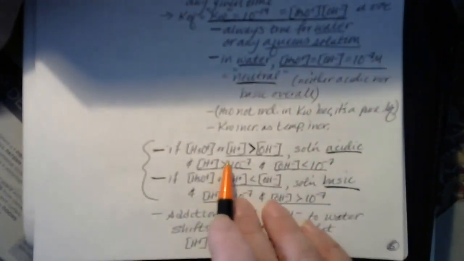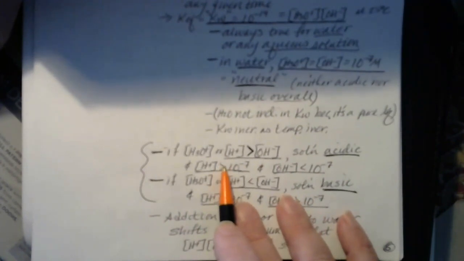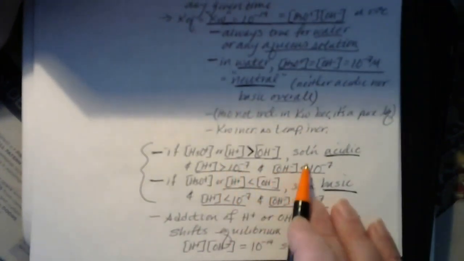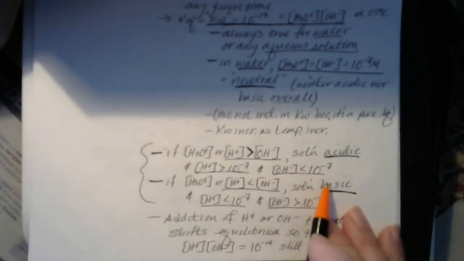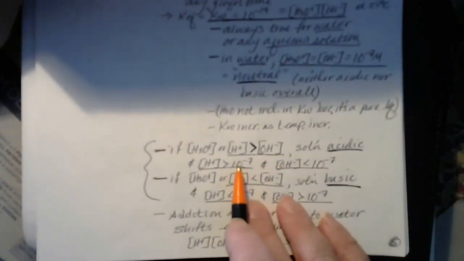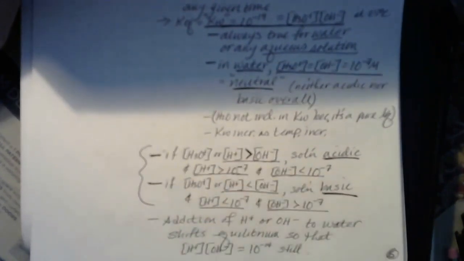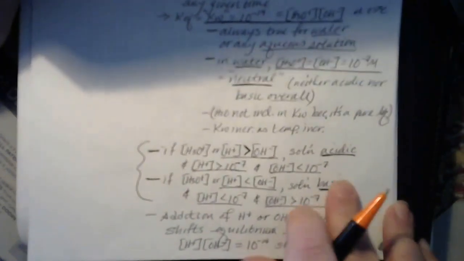And because the point where everything is even is 10 to the minus 7 molar, for an acidic solution you would expect H plus to be greater than 10 to the minus 7, and the OH minus concentration to be less than 10 to the minus 7. You have to be careful here, though, because we're dealing with negative exponents. So for example, 10 to the minus 8 is smaller than 10 to the minus 7, and 10 to the minus 5 is bigger than 10 to the minus 7.